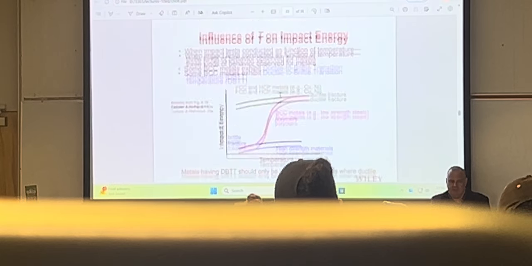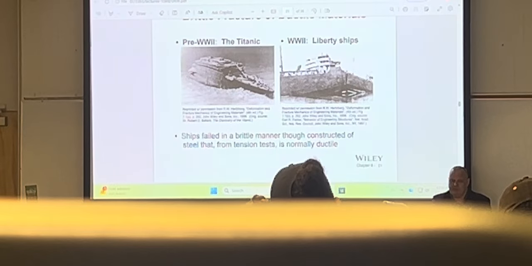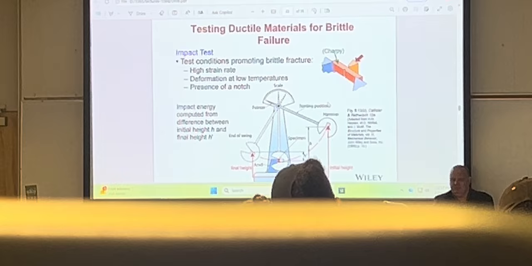And if you look at this, impact energy identifies the transition. This is temperature. Here you see high strength materials, which are intrinsically brittle, almost like glass. And here you have FCC ductile materials. And BCC and some polymers have what's called a ductile to brittle transition. So, when this was a brand new ship that was deployed, the next morning it cracked in half. We didn't know about this.